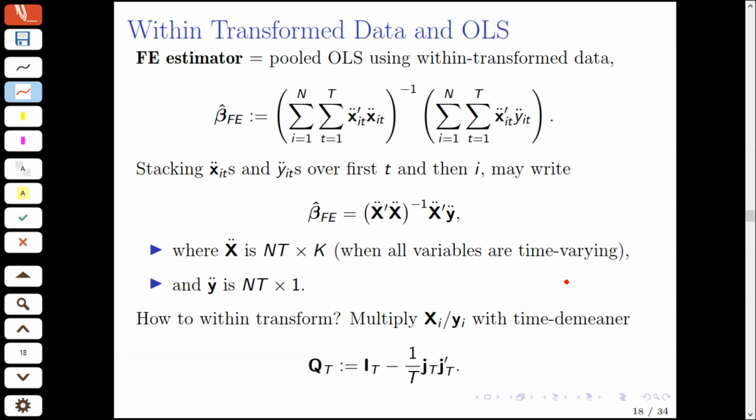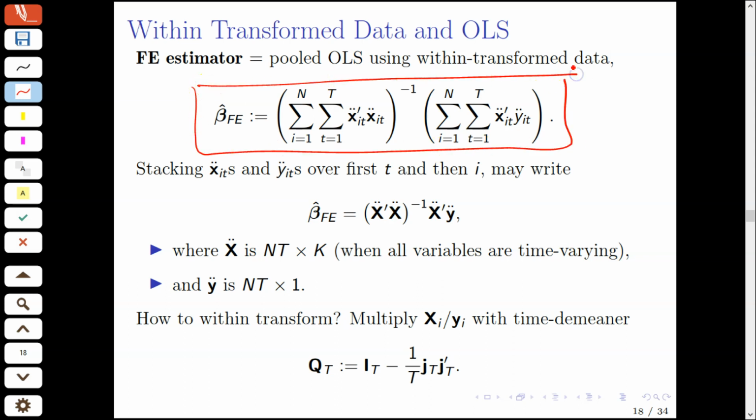Alright, so what is the fixed effect estimator? Well, the fixed effect estimator, in essence, is just pooled OLS having within transformed the regressors as well as the outcome. So here I'm writing out the pooled OLS estimator explicitly using the within transformed regressors, the x_it with double dots, and the outcomes with double dots.